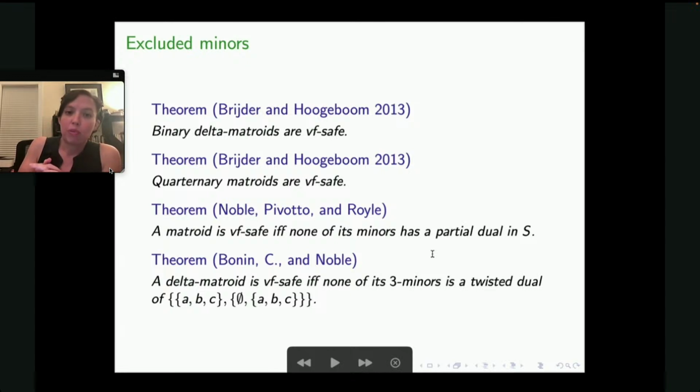Steve Noble, Irena Pivotto, and Gordon Royle showed that they found a set S so that a matroid is VF safe exactly when it has no minors that are a partial dual in S. So they found the excluded minors for a matroid to be VF safe. And it turns out this is such a nice, I really like excluded minor characterizations. And the class of delta matroids that are VF safe can be characterized by a single excluded minor, it turns out, when we consider 3 minors and twisted duals. So the bottom result is this is Z. This is just Z.